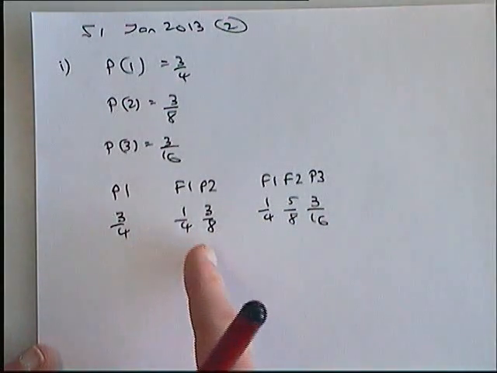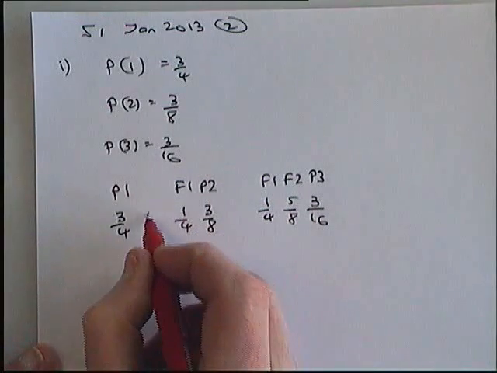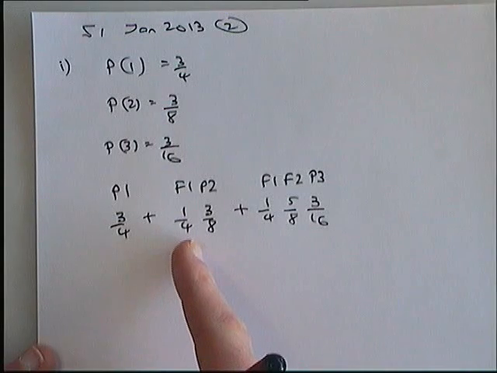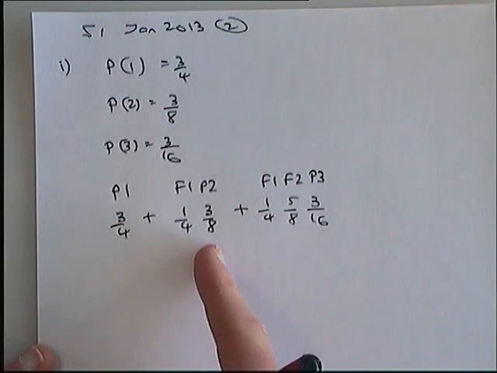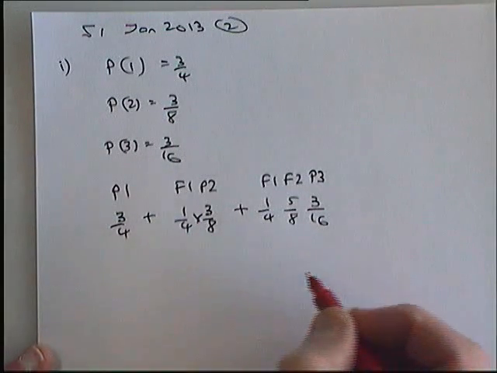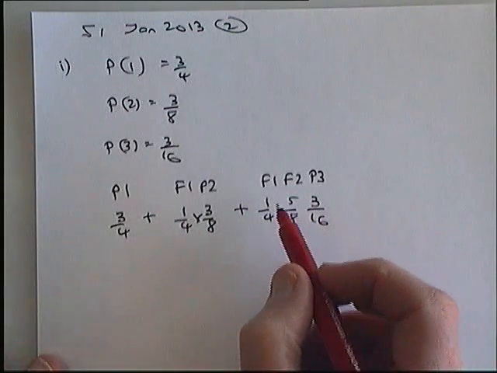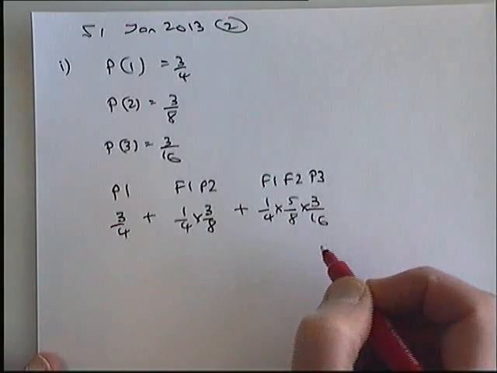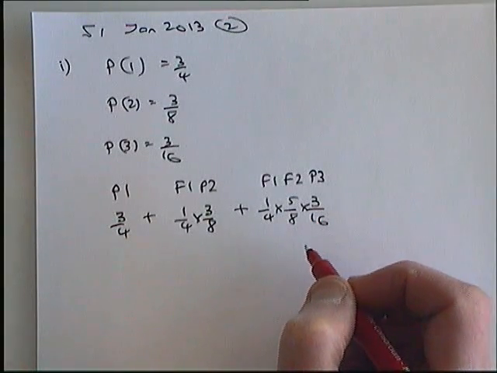And it's either this route or this route or this route. And for or, we add. And then inside here, it's failing on the first one and then passing on the second one, and is a times. And over here, failing on the first one and failing on the second one and passing the third one, we put multiplications in at that point.